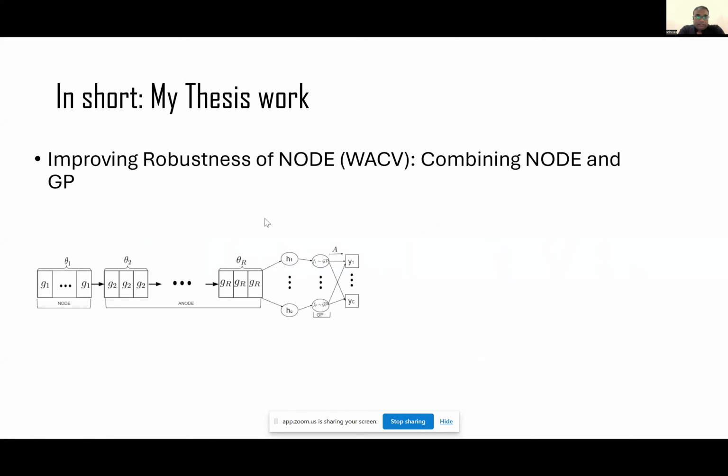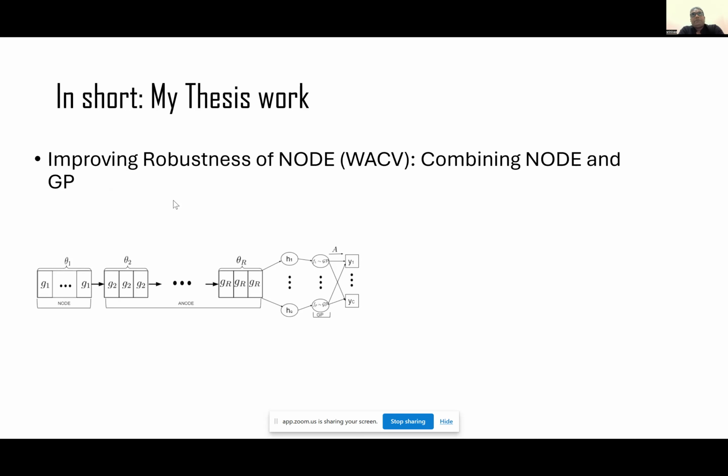In short, as I said, I will explain two of my works in a very short way. This is one of my works. Earlier, in previous work, it was shown that neural ordinary differential equations are more robust to adversarial attacks compared to the traditional ResNet models. And there is another concept called Gaussian process, the non-parametric Bayesian models. They are also robust to adversarial attacks.